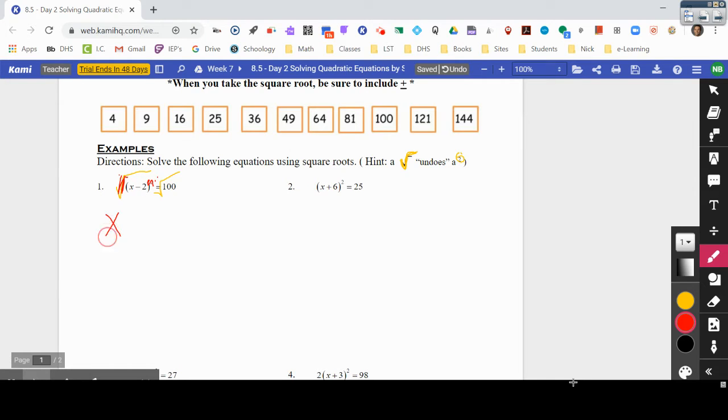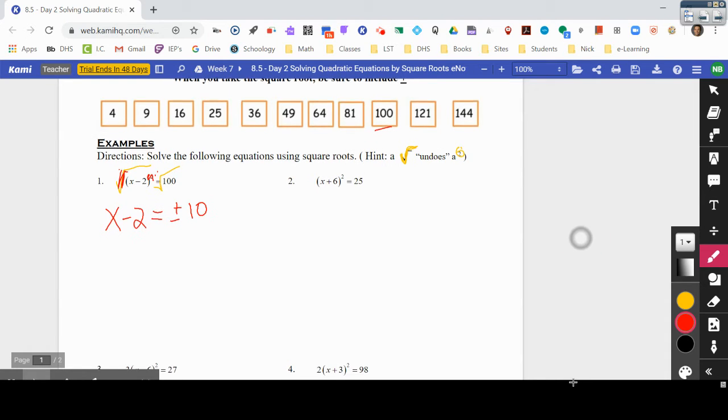So now I'm left with x minus 2 equals the square root of 100. 100 is my perfect square number, so it's going to be plus or minus 10. You're going to notice with today's problems that when we take the square root, they're going to work out to be perfect square numbers. So now we simplified the square root of 100 into plus or minus 10. Now we need to make two equations to finish solving this. We need one equation with a plus 10 and one equation with a minus 10, and that's how we're going to get our two solutions.